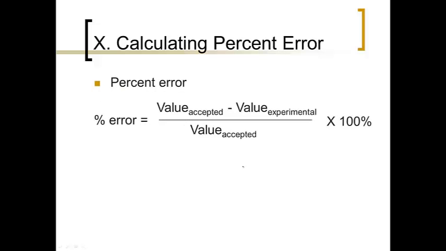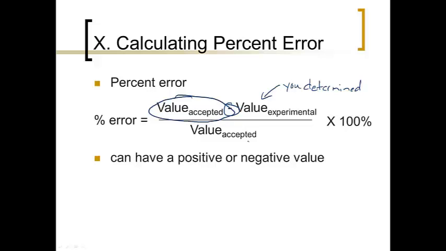Your percent error, you have to know or be told what the correct value is, the accepted value. And your experimental value is basically the one that you found. If you did a lab, this is where the value comes in. Then take the difference between those and divide by the accepted value, multiply by 100%. You can have positive or negative values depending on if your number was bigger or smaller than the actual value. And a good percent error, general rule of thumb, unless you have really, really large values, is 5%.